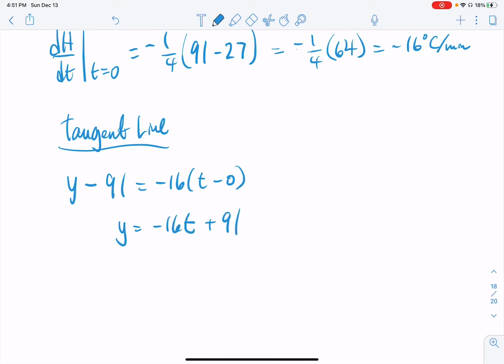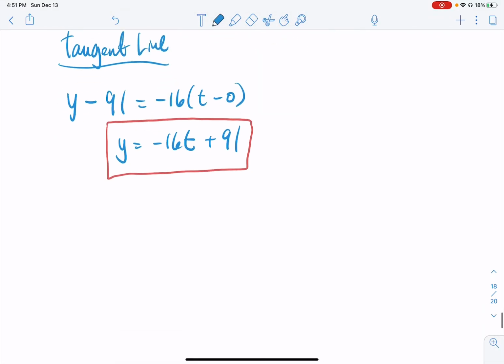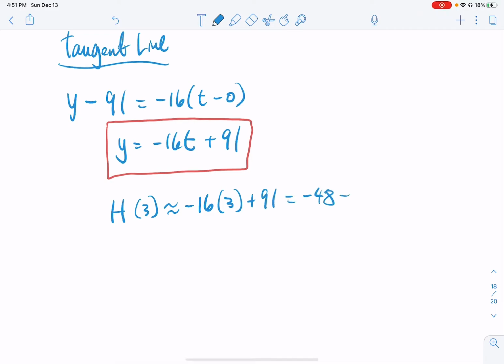There we go. So I'm going to box a couple of things here, like, for example, this tangent line, because it did ask me for it. And then it asked me to use that to approximate the value of the function at 3. So y of 3, actually, here, let me write this, because this is going to be great. h of 3 is approximately equal to negative 16 times 3 plus 91. That's a negative 48 plus 91.